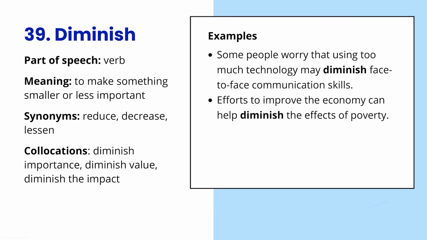Efforts to improve the economy can help diminish the effects of poverty. So this means that if you try to improve the economy, well, it could make the effects of poverty much smaller. If you find yourself using reduce too often, diminish can help and add a bit of variety to your writing. It works really well when you're talking about effects or how important something is.